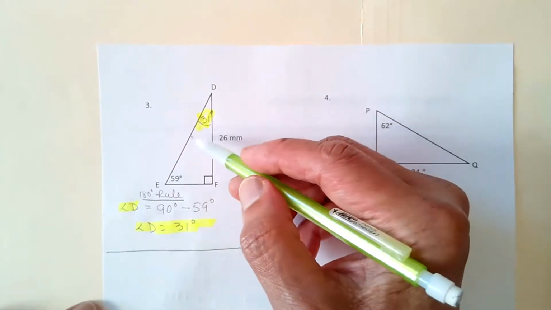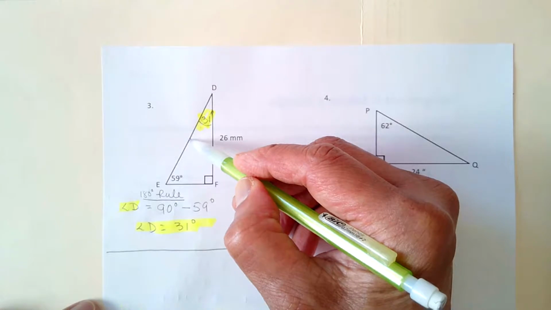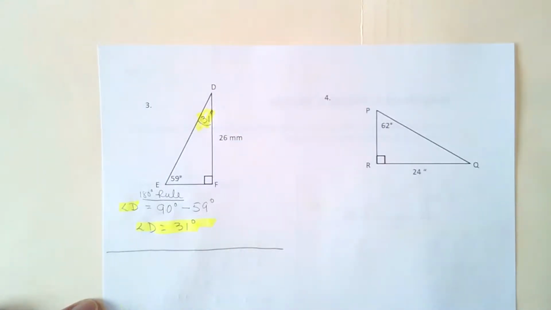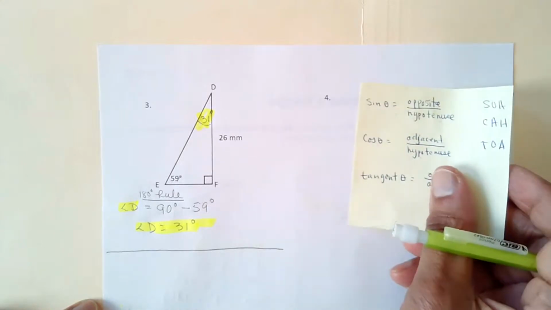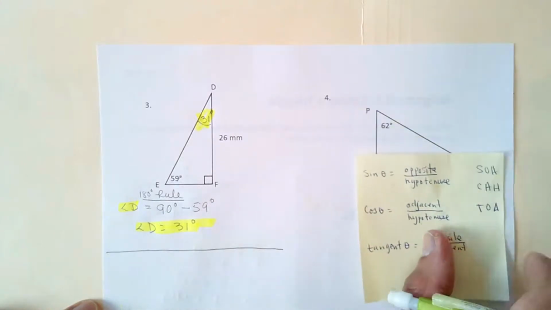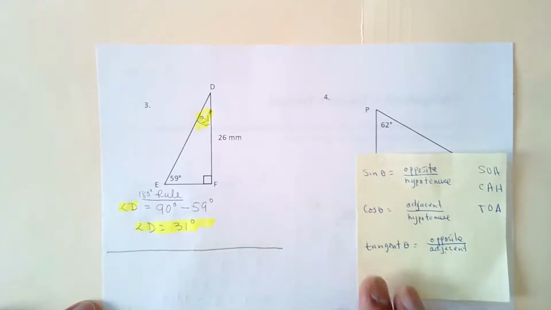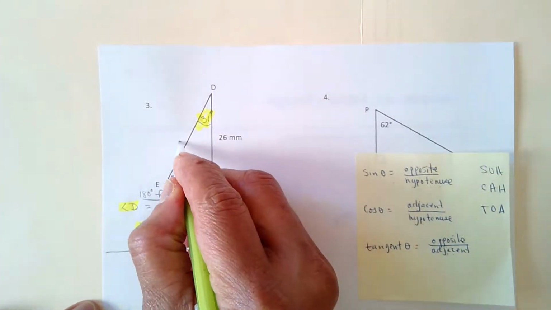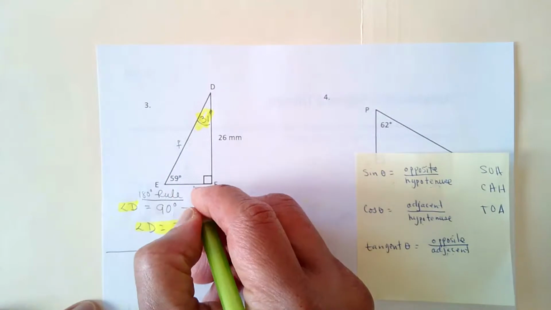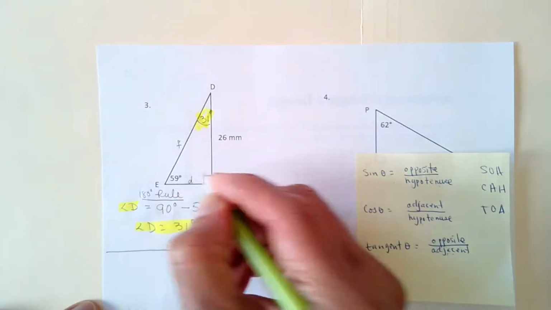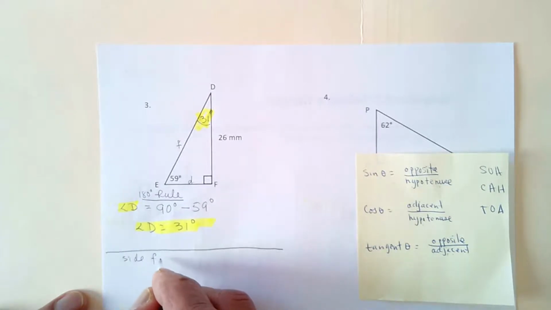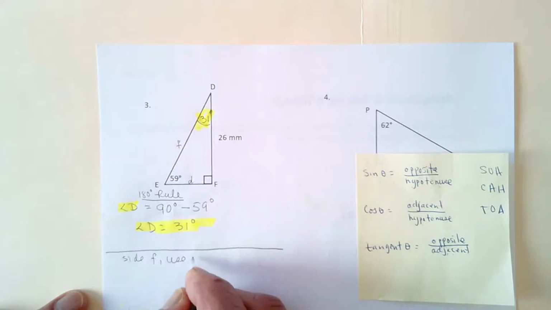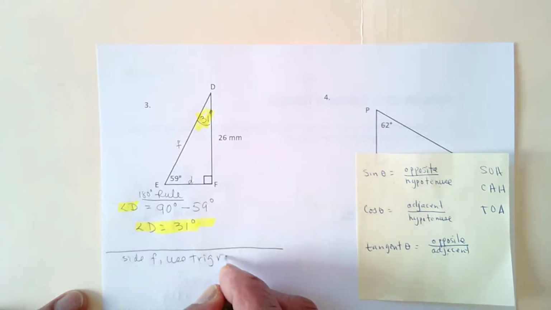Now we'll look at finding the hypotenuse. And this is where I'll need to look at my trig ratios. I'm going to label this side as side F, and this would be side D, small letter. So side F, use trig ratio.